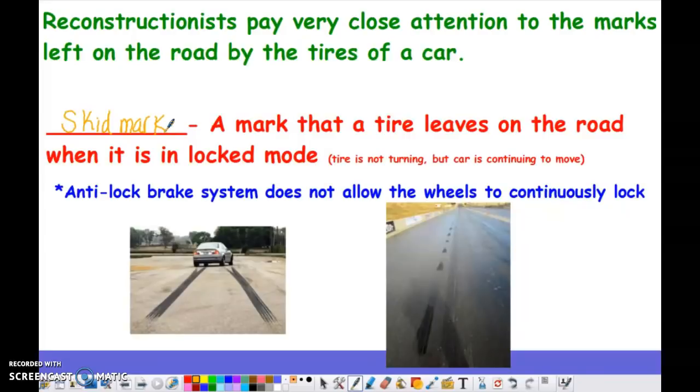So on the right over on this side would be an example of what the skid marks would look like for a car that has anti-lock brakes. If you notice, it's not one continuous skid mark line. Instead, it's just multiple smaller skid marks. So this would show that the car had anti-lock brakes, whereas the one on the left would not have anti-lock brakes.